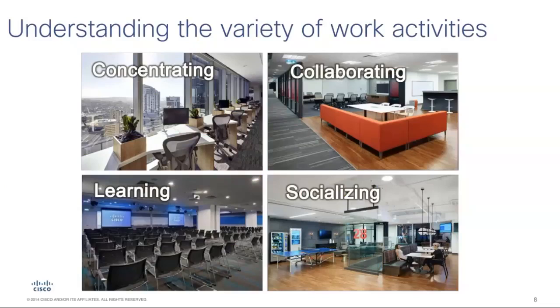So we need to ensure that people can effectively collaborate. That's critically important. We need to make that happen. We also need to make sure that we've got space for people to socialize, people to learn, to handle more formal meetings, and so on. So we need all of these different space types to really drive an effective activity-based work environment.